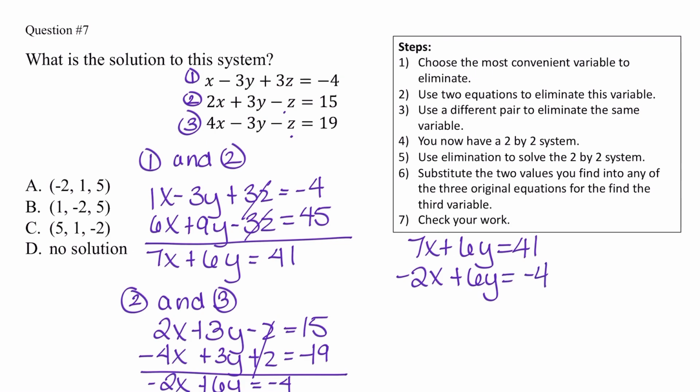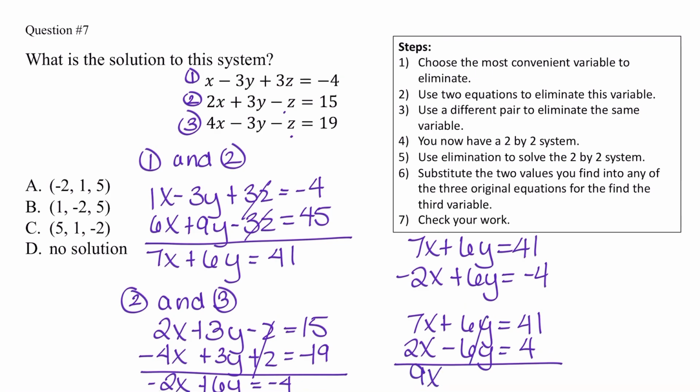Well, what I can do here is I can actually cancel out the y terms, right? So if I rewrite this, if I just keep the first equation the same, and if I multiply the second equation by negative 1, I can go ahead and cancel out that y term. So that is going to end up being 7x plus 2x, which is 9x. And that equals 41 plus 4, which is 45. So 9x equals 45, I can now solve by dividing both sides by 9. And so that gives me x equals 5.